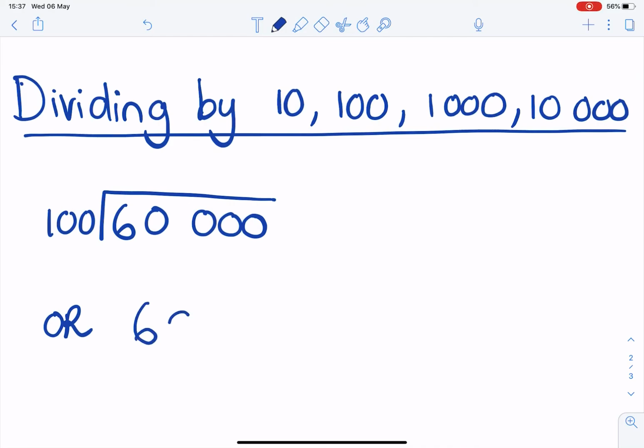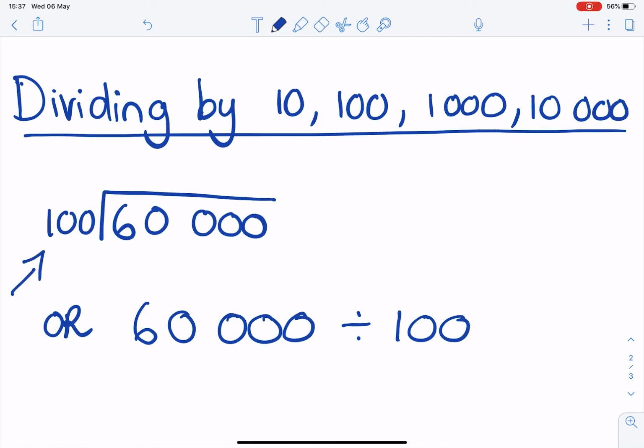So I'm going to look at the sum 60,000 divided by 100. You can also do it in a housey sum. 100 does not go into 6, it does not go into 60. Into 600 it goes 6 times. 100 into 0 goes 0 and 100 into 0 goes 0.